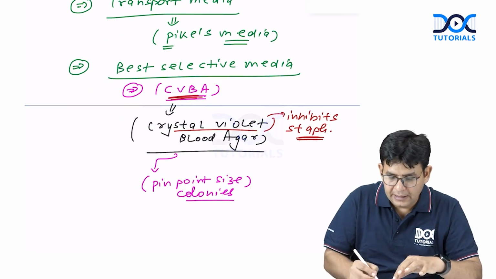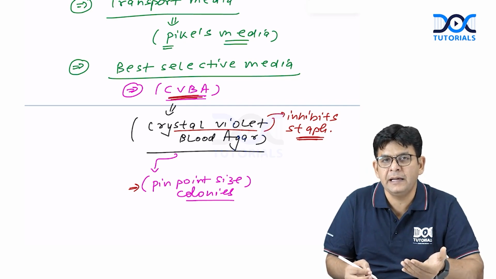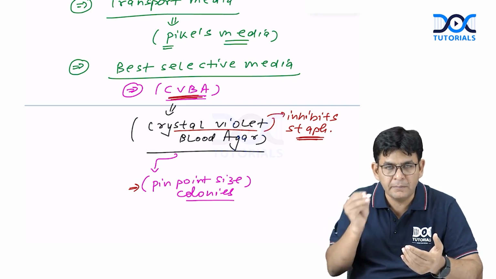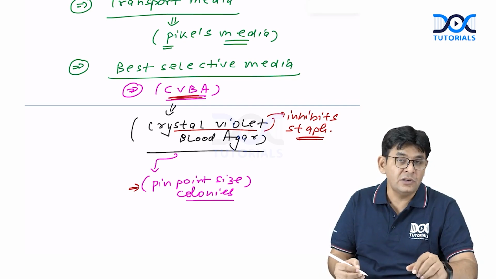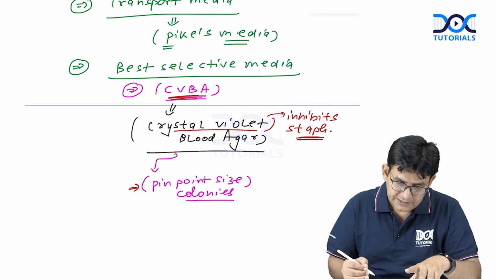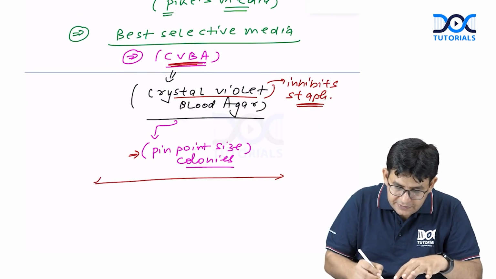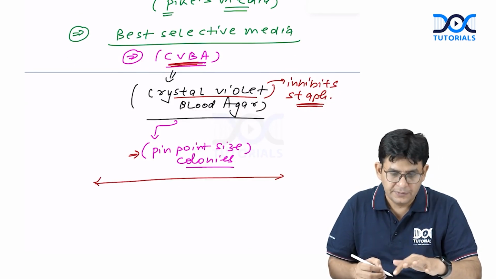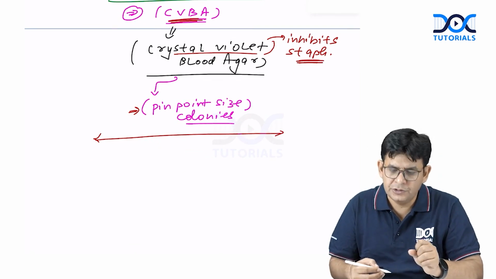Okay. And important is that we are talking about a beta hemolytic strepto. So obviously it will produce a complete zone of hemolysis. So that is obvious. Okay. But the size of the colonies is very, very small, and that term is what? Pinpoint size colonies. Is it fine? So regarding this particular culture media, we have done it here itself. Besides that, we'll talk about them in the later part also.